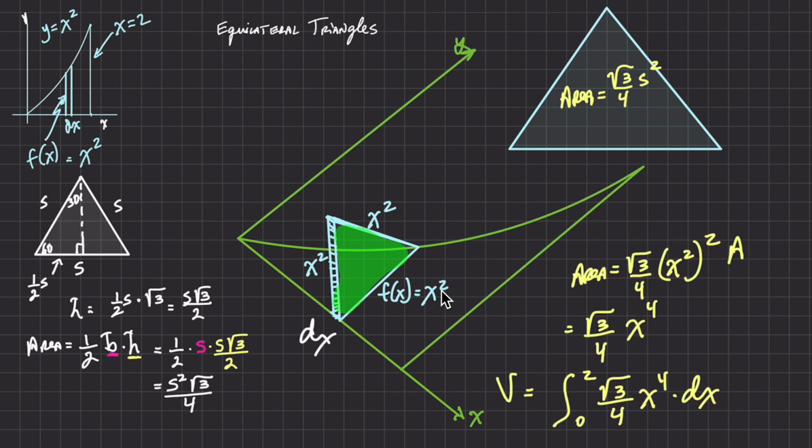This area would be for 1. This would be 1 triangle's face. We would multiply that by dx to get the volume, and then we would do a summation to get the volume of the entire solid.